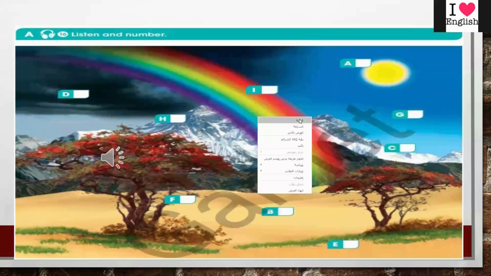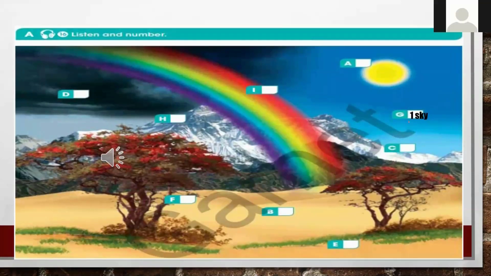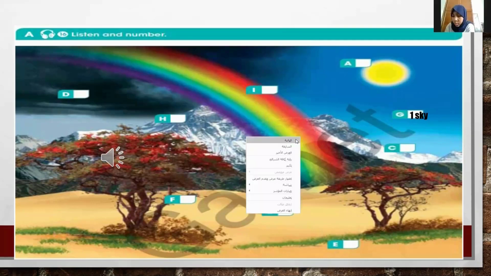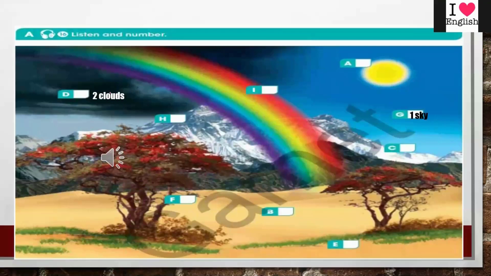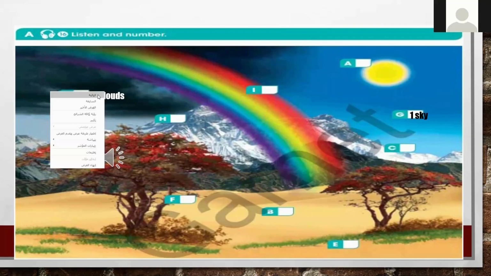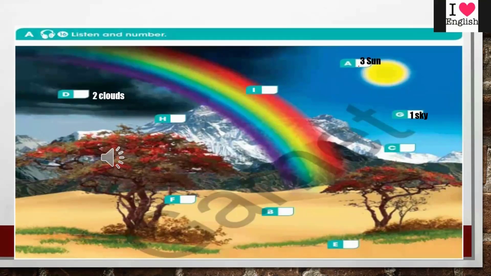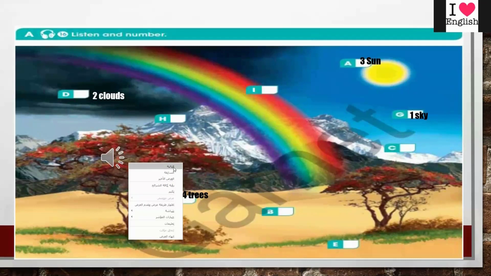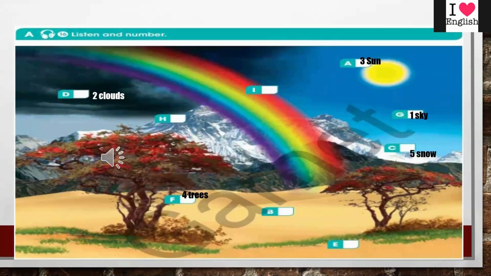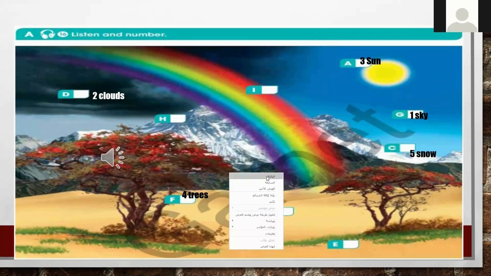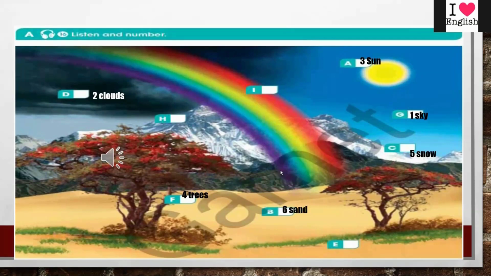Yes, we will start from the sky. So number one is the sky. What about number two? These are clouds. What about number three? The sun, which is number three. What about number four? The trees. What about number five? Snow. Yes, and we have the sand, which is in B. And we have the grass, which is number seven. And now we have the mountain. And the last one is the rainbow.